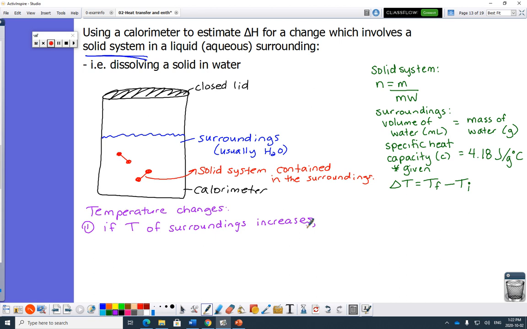So if the temperature of the surroundings increases, that means that the system released energy. When you make conclusions about whether it's endo or exothermic, you're always going to use the system. So we make observations about the surroundings, easy to measure temperature of water. So the water temperature went up. That means the system released energy. So we call this process, releasing energy, exothermic.